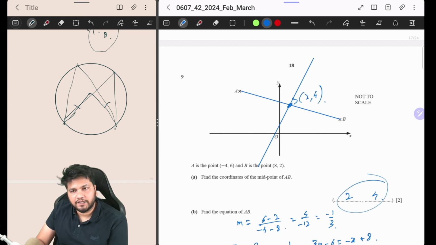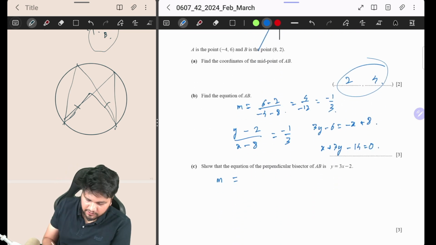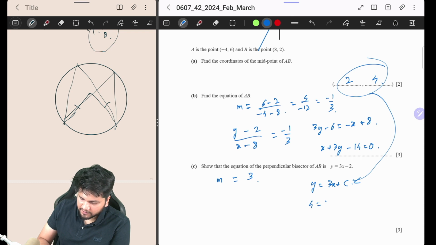We just need to know the gradient. Gradient will just reciprocate and change the sign of the gradient of line AB. So here the gradient would be what? It's going to be 3. The equation would be y is equal to 3x plus c. Just substitute 2, 4 in this equation. You will get 4 is equal to 3 times 2 plus c, or c is equal to minus 2. So the equation would be y is equal to 3x minus 2. Easy.